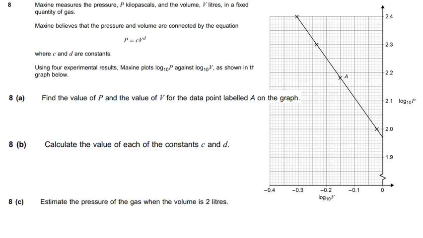Okay, next one. We've got a relationship between P and V. P is the pressure of a gas, we're told, in kilopascals. V in litres is the volume of the gas, and somebody believes that there's a power law between them: P equals C V to the D. And we've got a graph of some experimental results. So first of all, find the value of P and the value of V for the data point labelled A on the graph.